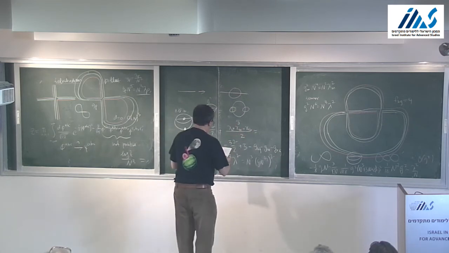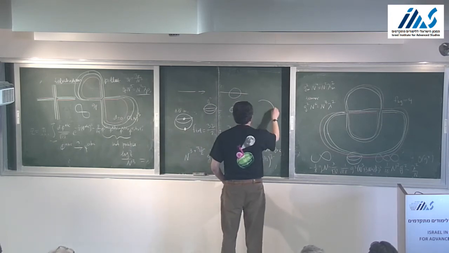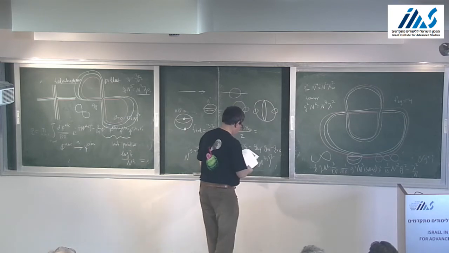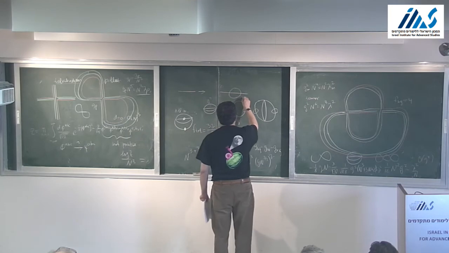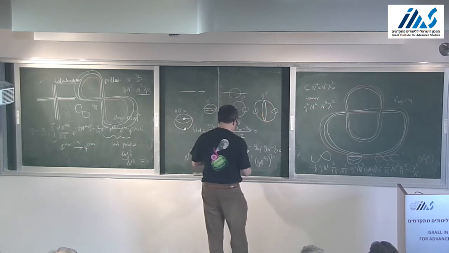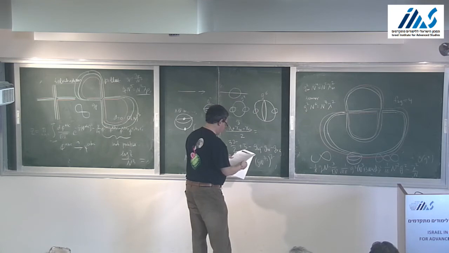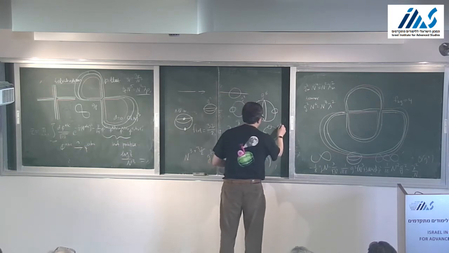Right. And then the next one can be drawn like this. There are various ways to draw them, and then you can have, so this is at order G to the 4, to order G to the 6. I think there are only two at order G to the 6. There is another one which is just like this. So this is also G to the 6 and so on.